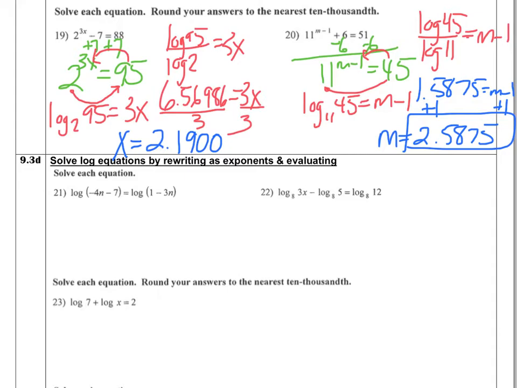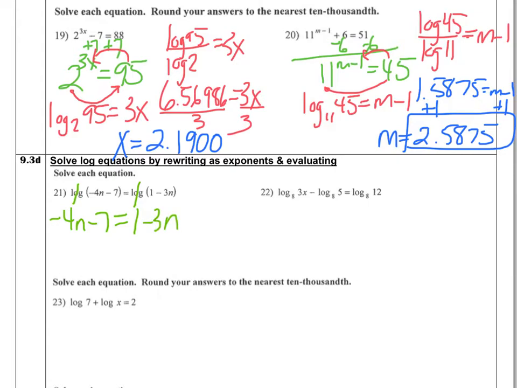9.3d wants us to solve equations by rewriting as exponents and evaluating. So when you have logs, we just reverse everything. A log equation, the easiest way to do it is you write it as an exponent. But sometimes you don't have to do that. Now, you're going to notice this first problem here. It's one log set equal to another log. When that's the case, there's a very nice trick. The logs actually just cancel out. So really all we have is an algebraic equation of negative 4n minus 7 equals 1 minus 3n.